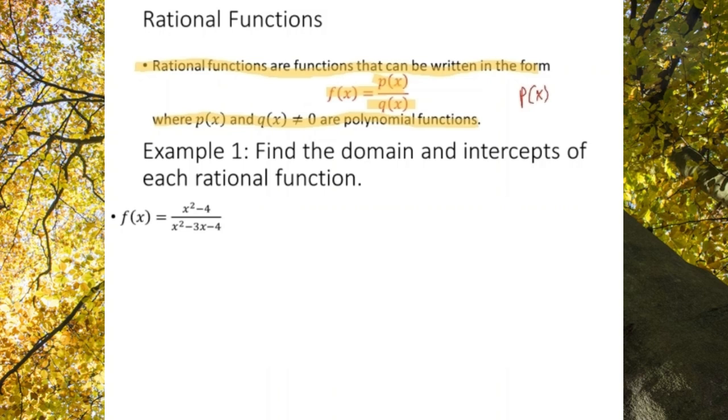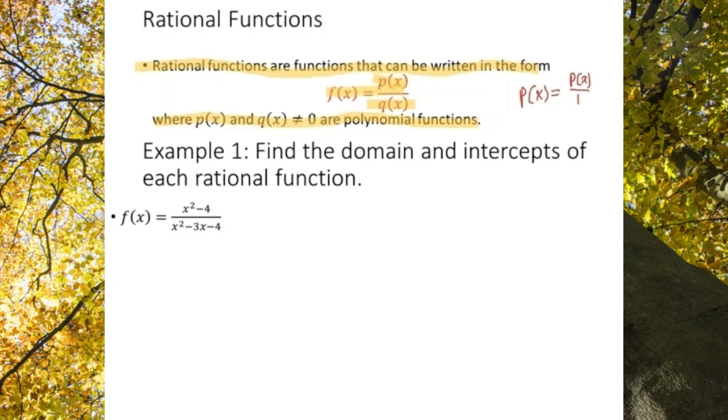If p of x is a polynomial, then any polynomial p of x can be written as p of x over 1. However, the reverse is not true, as we've seen in the previous sections. Not all rational functions are necessarily polynomials. Even though we're defining a new family of functions, the idea of finding the domain and the intercepts of rational functions is exactly the same.